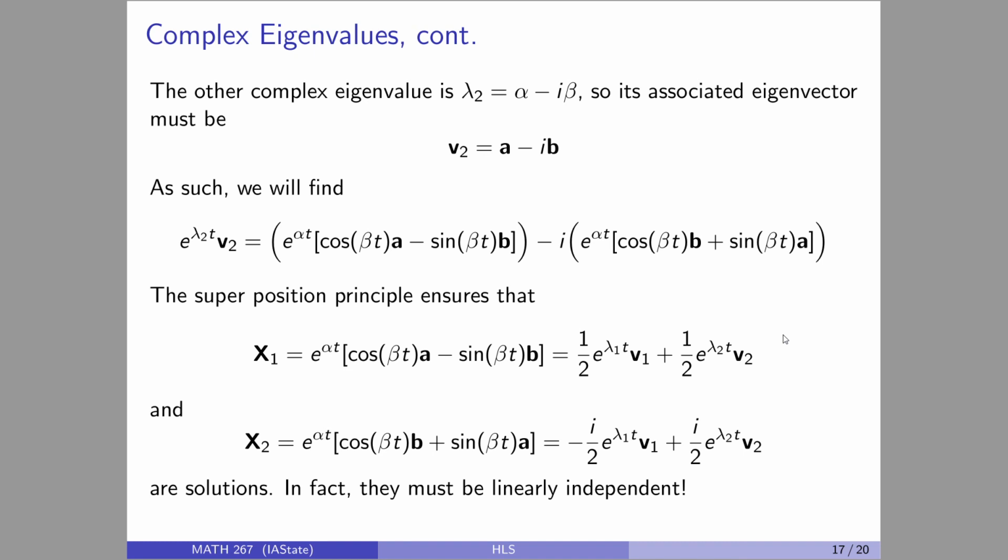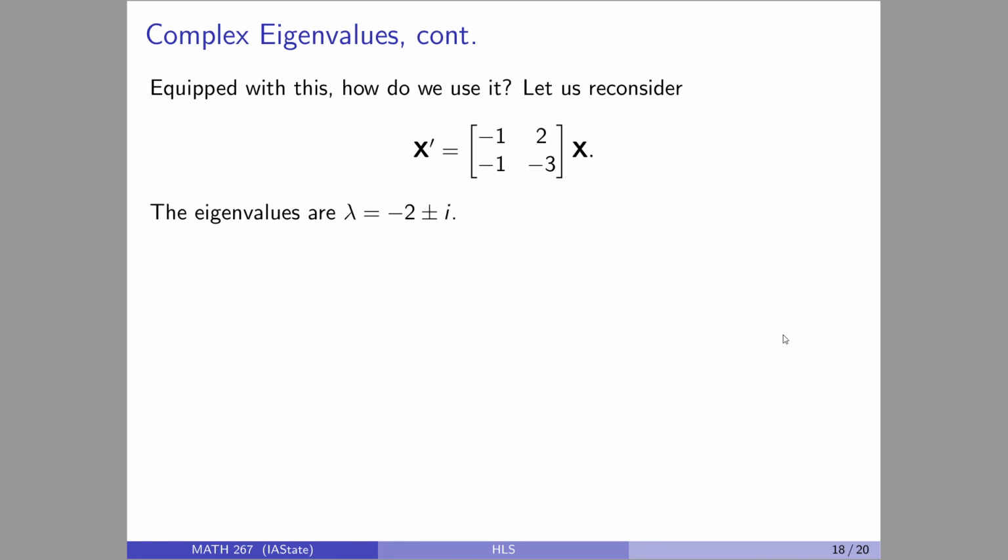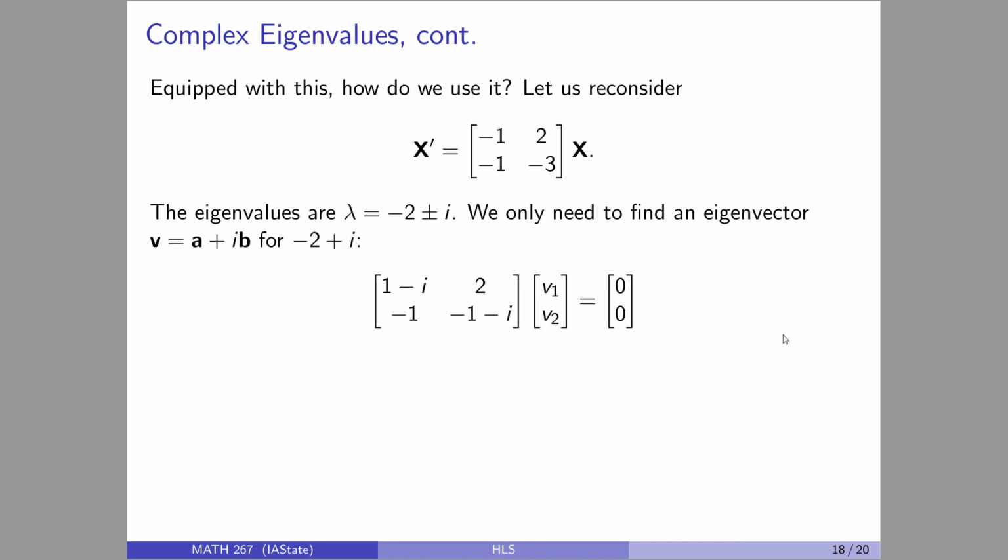Okay, so now that we planned the work, let's work the plan. Okay, so let's go back to this matrix, -1, 2, -1, -3. As noted, the eigenvalues here are -2 plus or minus I. So that means we only need one eigenvector, right? Remember, we just need to find A plus IB for -2 plus I.